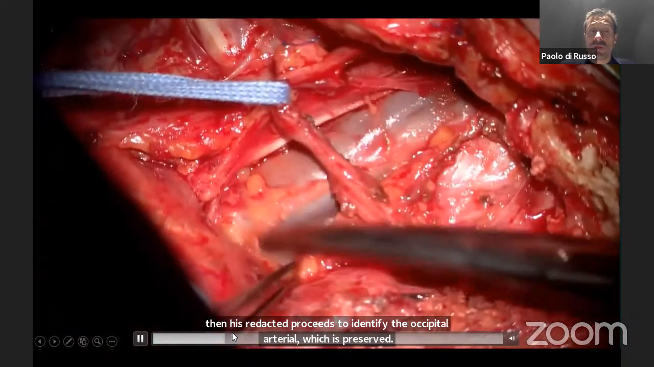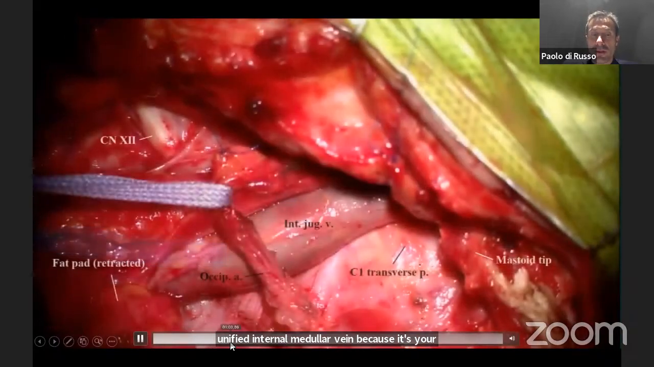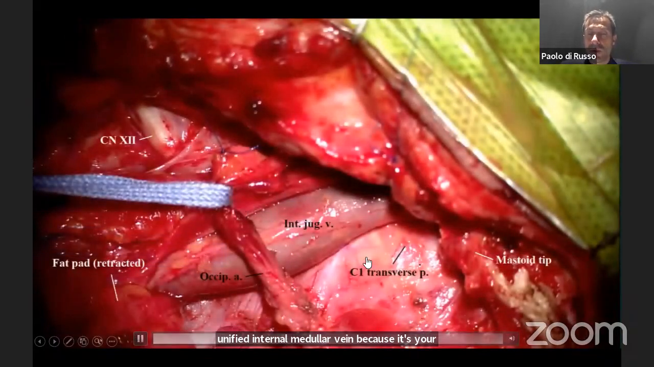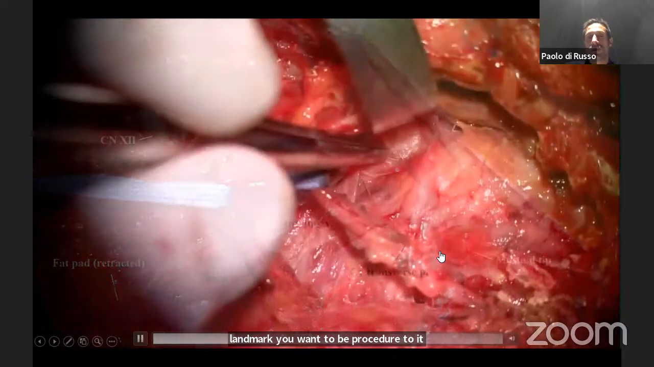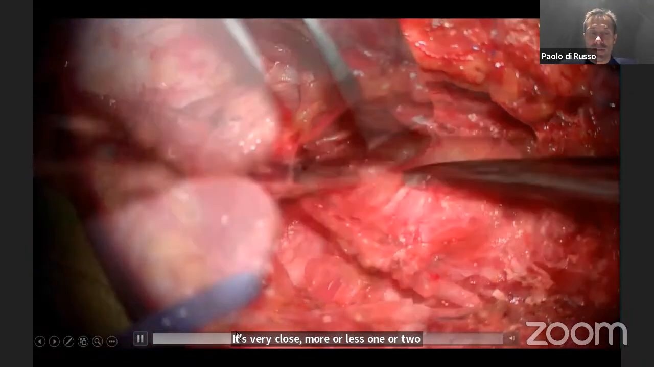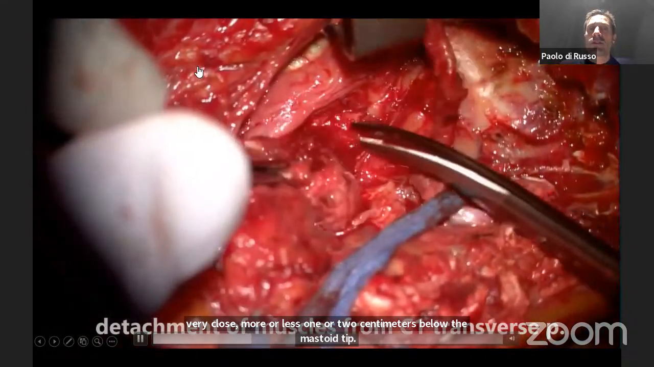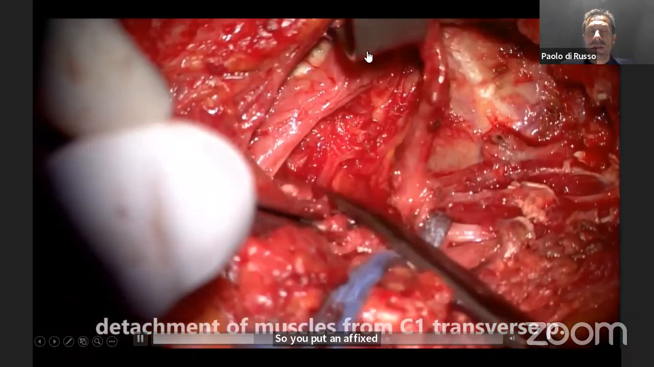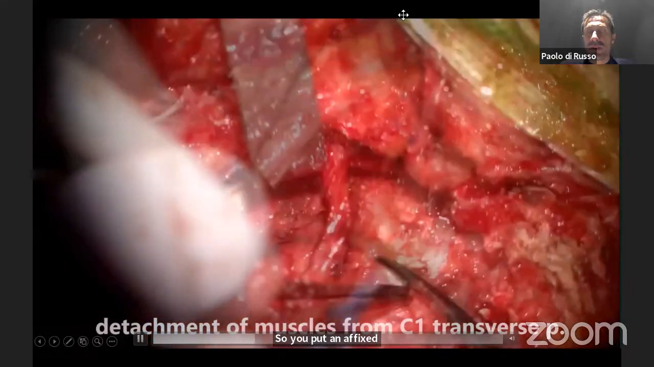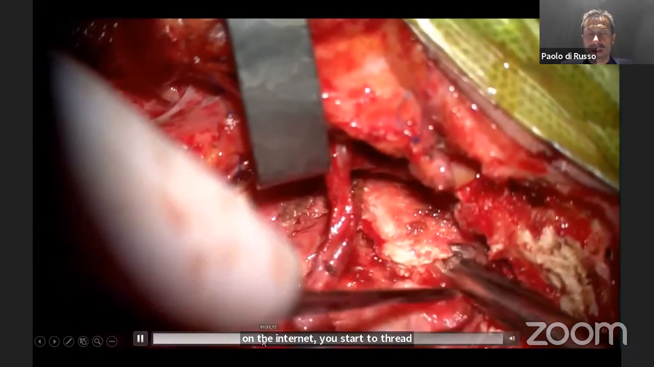You identify the internal jugular vein because it's your landmark. You want to be posterior to it. Internal jugular vein, occipital artery, C1 transverse process. You palpate it. It's very close, more or less 1 or 2 centimeters below the mastoid tip. So you put a fixed retractor on the internal jugular vein.